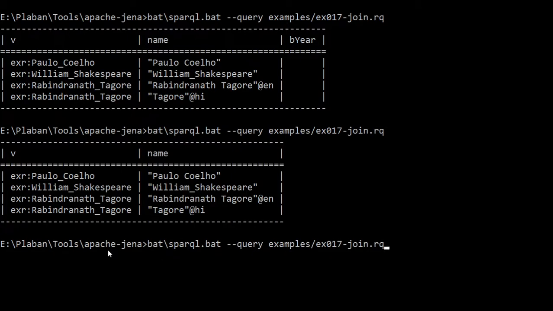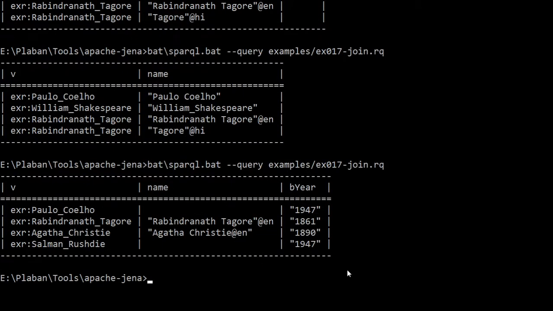So we execute this query again because we have changed it a little bit. Now you see that Paulo Coelho is also appearing here, right? But you do not have anything against the name variable. So we have a condition here, so this is your M1, right? And this is your M2. Now in M1 you focus on the solution Paulo Coelho.